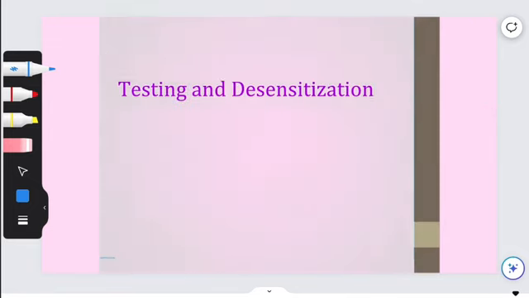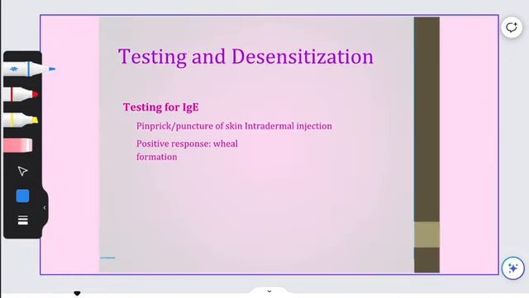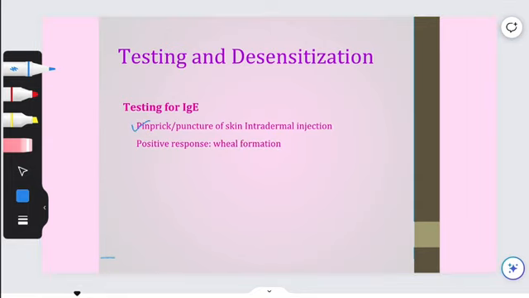Allergy testing for the presence of IgE antibodies is sometimes done to see if a person is sensitized to a particular substance. This is done by administering a small amount of allergen either by pinprick or puncture to the skin or by an intradermal injection, and a positive response is formation of a wheal, which is a raised, red area of skin where the antigen was injected.